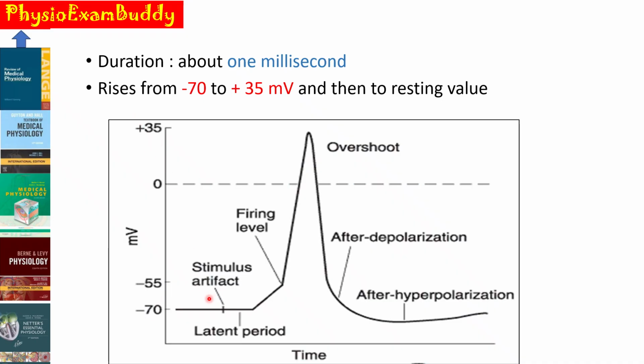So you can see here that this is the nerve action potential. When a stimulus of threshold intensity is applied, the nerve action potential will be generated. That is, the membrane potential will rise from a resting membrane value of minus 70 millivolt in a neuron to plus 35 millivolt. Then again, it will come back towards the resting value.